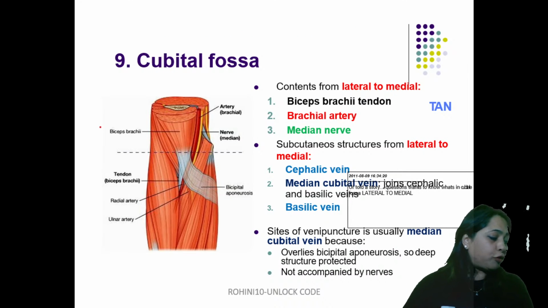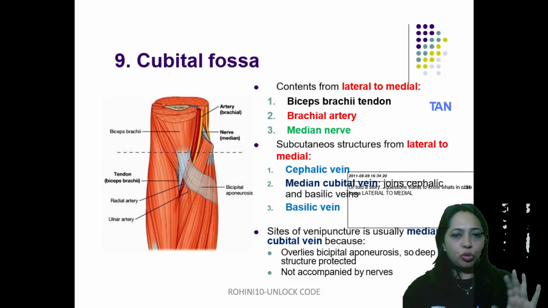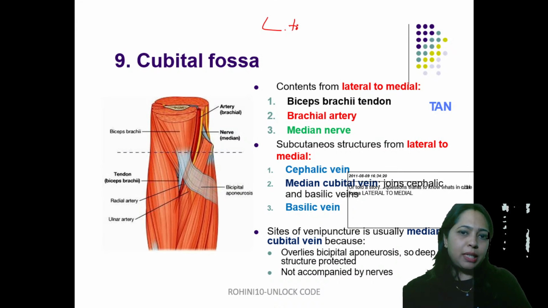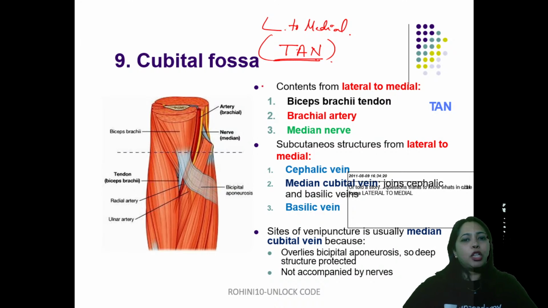Next one, cubital fossa. Now coming to the cubital fossa, you tell me what structures are present within the fossa. Here you have to remember medial to lateral, or lateral to medial. One direction you have to learn. Always we go lateral to medial. Okay. So we have lateral to medial: tendon, artery, nerve. You can remember this as STAN. So we have the tendon, the biceps tendon, then the artery, the brachial artery, then we have the median nerve.